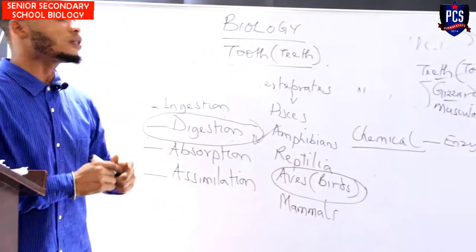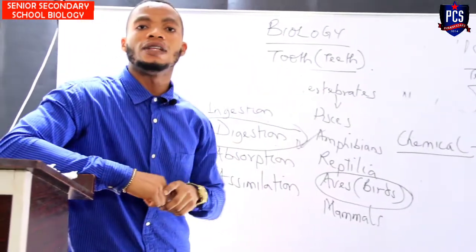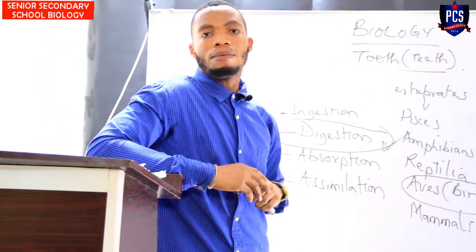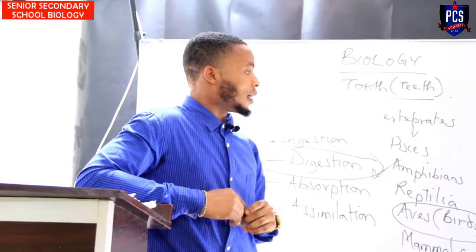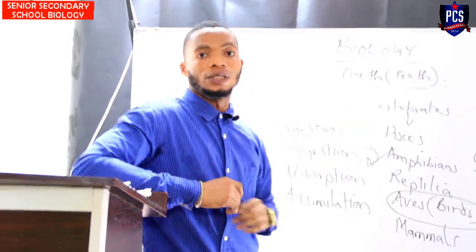Is that correct? So the tooth is the hardest organ in the body of a living organism, made up majorly of calcium compounds. It's very strong, stronger than bone itself. And also it's found in all vertebrates except the birds.